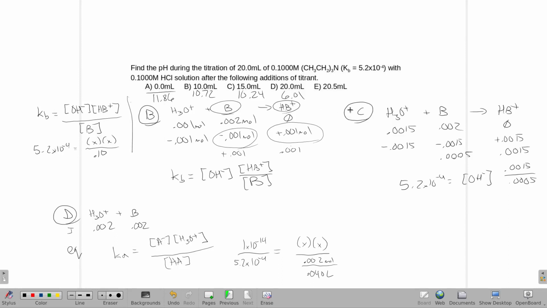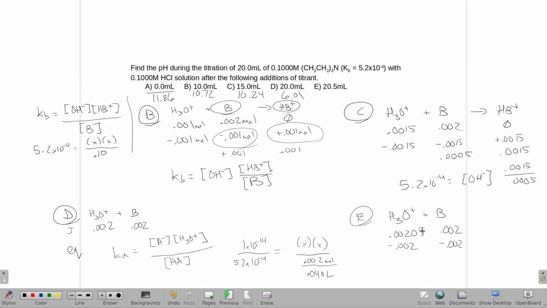Alright, last one is slightly easier because we're going to realize it's excess acid. So the acid is now 0.00205 moles because the 20.5. This is still 0.002. This goes away.